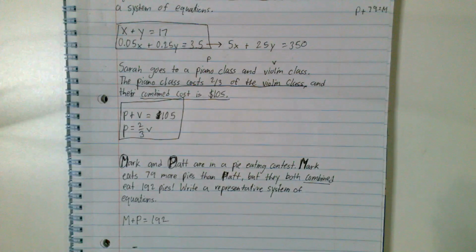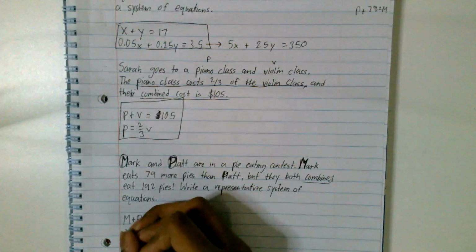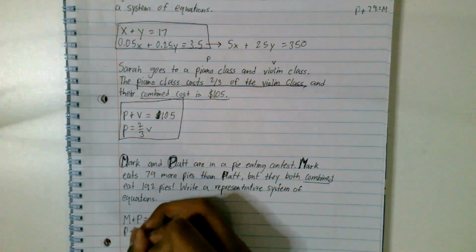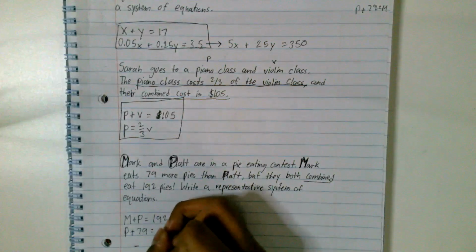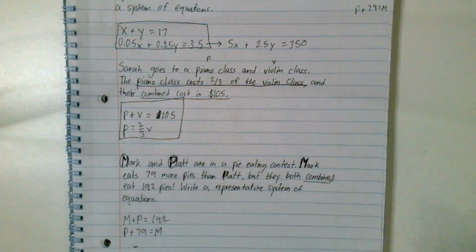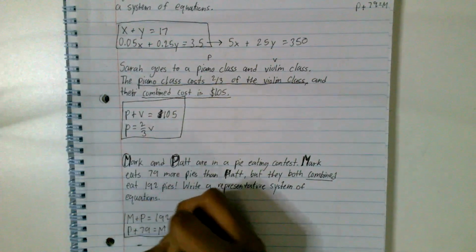And if Mark eats 79 more pies than Pat, then Pat plus 79 equals Mark, because we're just adding 79 pies to the amount Pat eats to get the amount that Mark eats. And here we already have our system of equations.